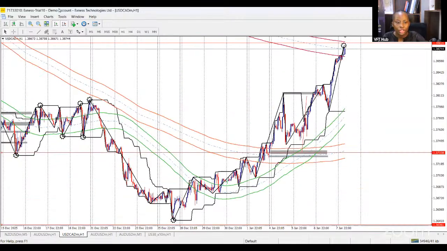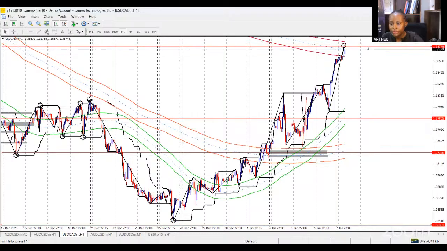Going into H1 here, what am I doing? Marking out my possible points of interest. POI1, 1.37338, POI2, 1.37805, and then this is the third point of interest, 1.38778. Price is now at that point of interest on H1. So USD/CAD is giving me strong possibilities for a temporal sell.